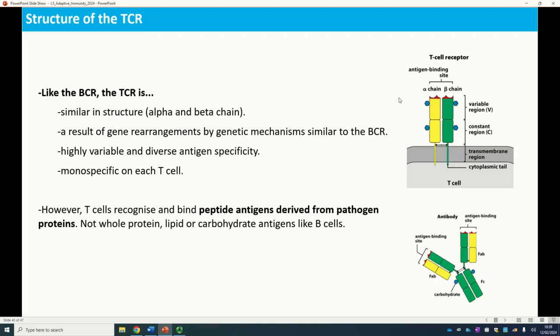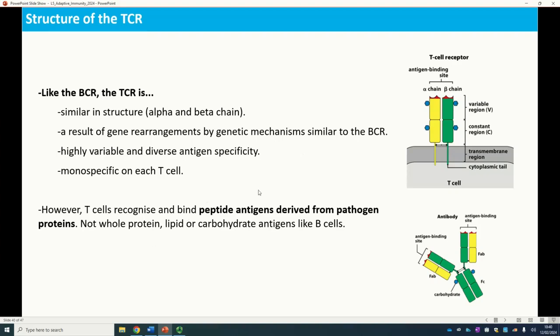The T-cell receptor, instead of having a heavy chain and a light chain, has an alpha chain and a beta chain. It's generated by the same gene rearrangement mechanisms that we saw for the B-cell receptor. This enables it to be very variable and have a high diversity, and this gives it a unique antigen specificity. And again, it's monospecific for each T cell, so we only have one sort of T cell receptor on the T cell that's given for a specific antigen.